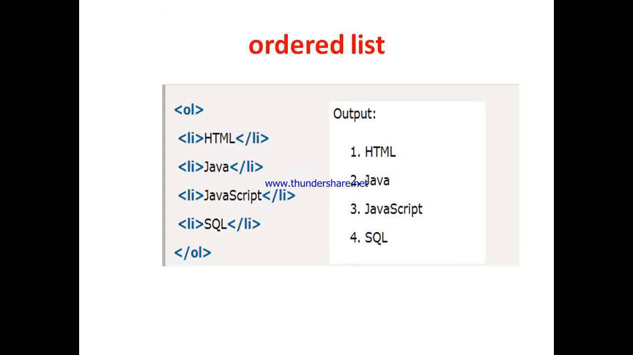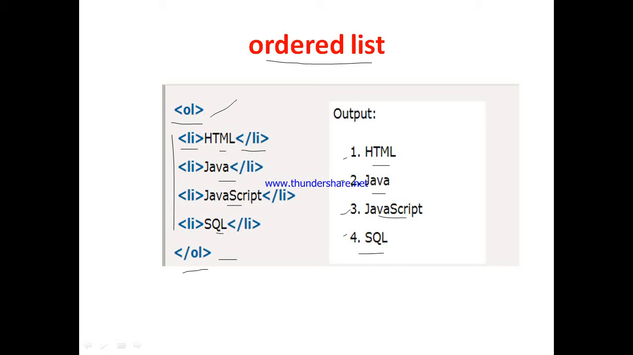Now let us see the ordered list. In an ordered list there will be numbering. Suppose the 4 items HTML, Java, JavaScript and SQL have the numbering 1, 2, 3, 4; that will appear by using the OL tag, that is the ordered list tag. Here the opening OL tag is defined, here the closing OL tag is defined, and in between the list items are defined using the LI tag, opening LI tag and closing LI tag. By default the numbering is like this: 1, 2, 3, 4.